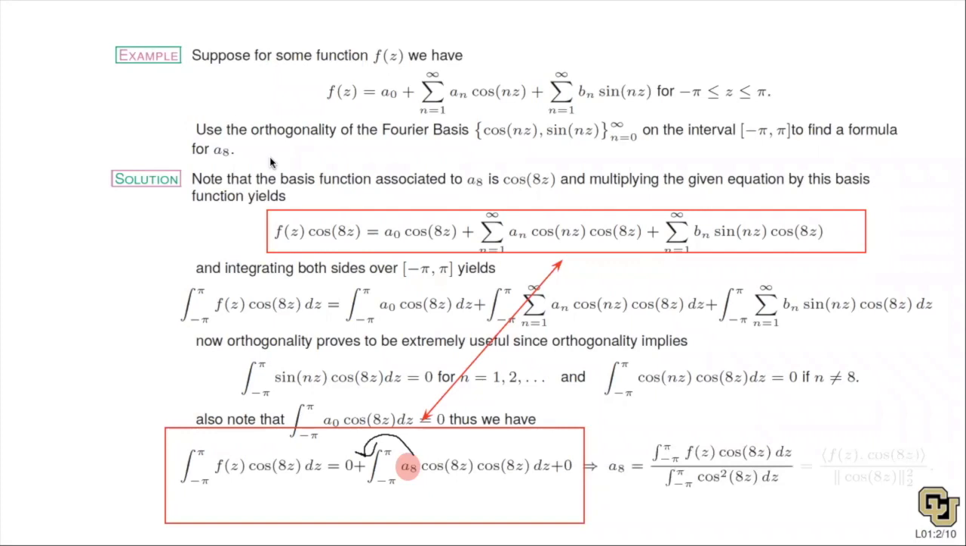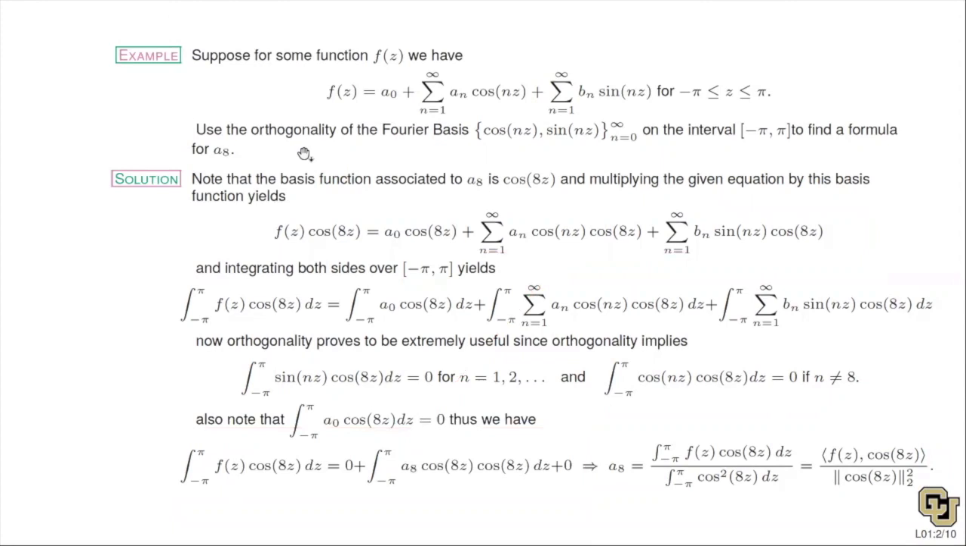And we can write this in terms of our inner product notation in the following way. The numerator is f of z inner product cosine 8z, divided by the norm of cosine 8z squared. This is a projection formula. This is basically the same projection formula you had in Calc 3, except in Calc 3, the inner product was a dot product, and you were over the finite dimensional vector space R sub n. So yeah, that's a Fourier series.